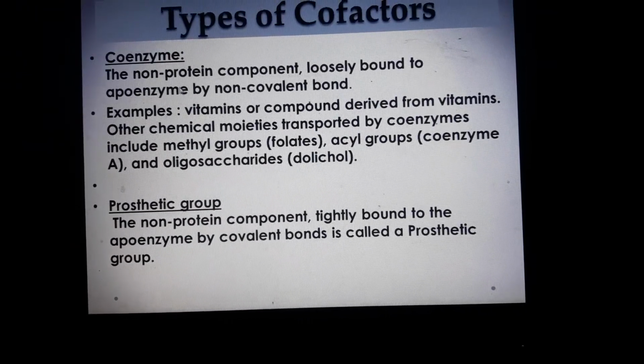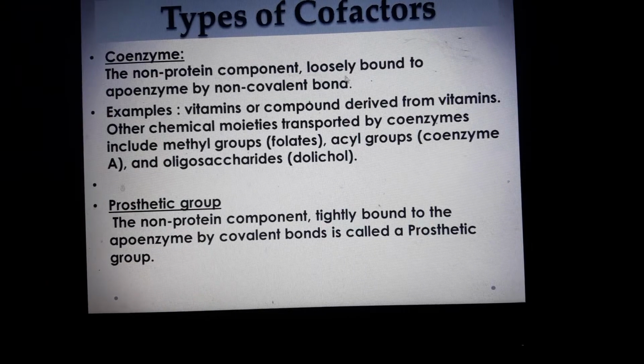So, coenzyme, the non-protein component loosely bound to apo enzyme by non-covalent bonding. So, when we say non-covalent, there is no sharing of electrons between the coenzyme and the apo enzyme. Okay? Examples, vitamins or compounds derived from vitamins. Chemical moieties transported by coenzymes include the methyl group, the acyl group, the oligosaccharide, and dolichol.